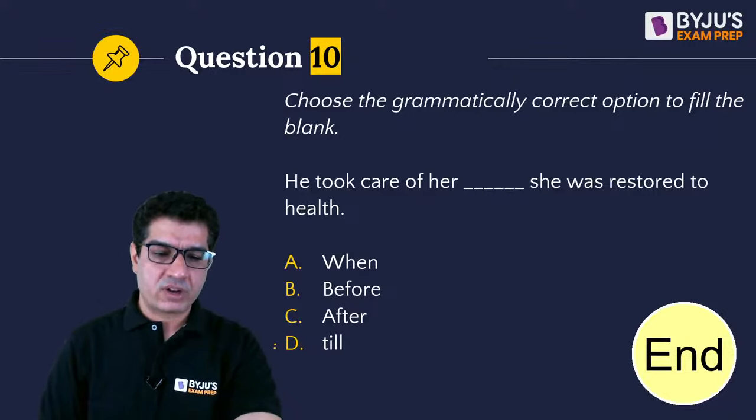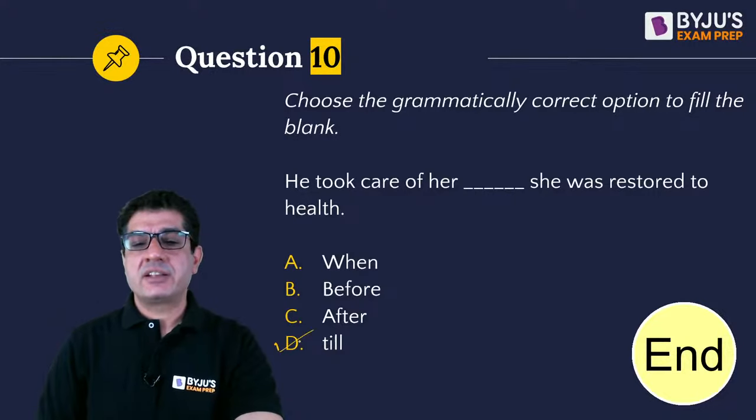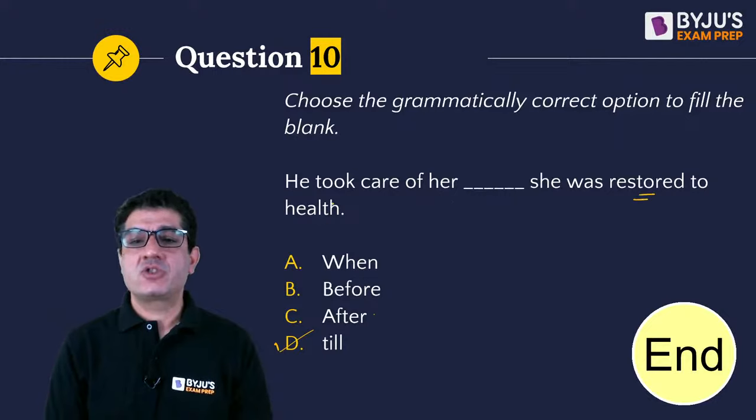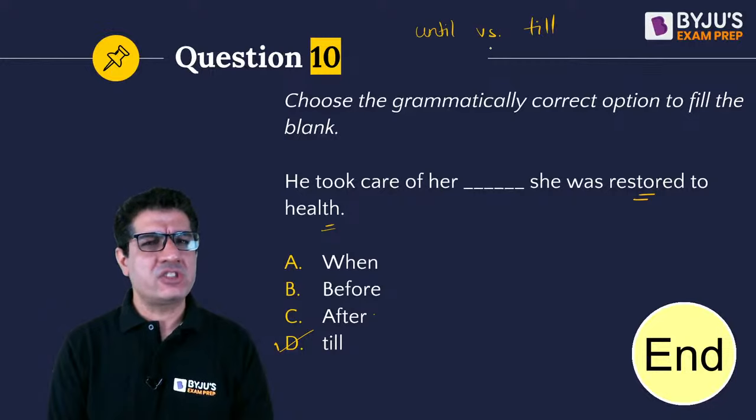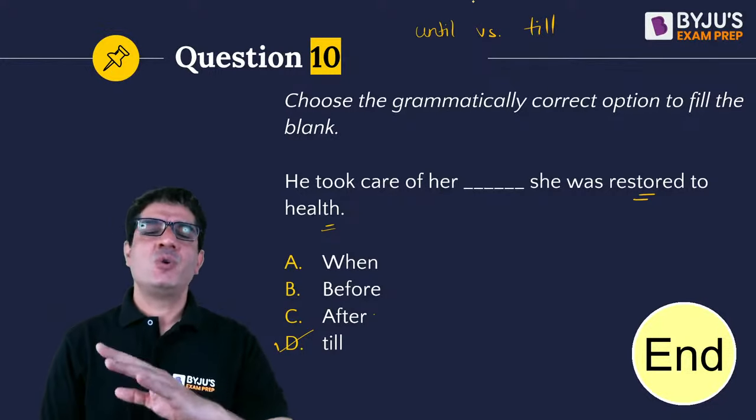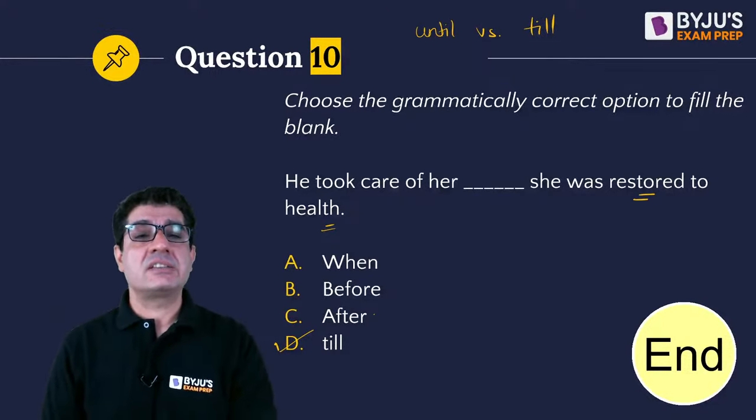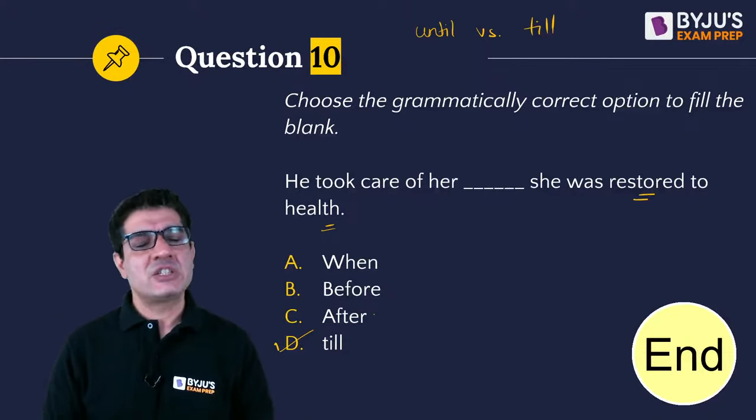I think barring one or two answers, the correct answer is indeed option D, till. Now, one answer was C, so "once she has been restored to health, why do you need to take care of her?" That'll make it a little weird. What is the difference between until and till? Any difference? Only one. You can use both of them interchangeably. Until is considered a little more formal than till.